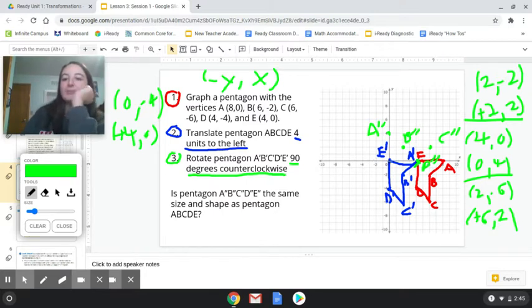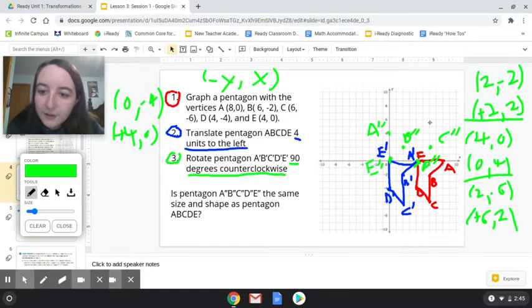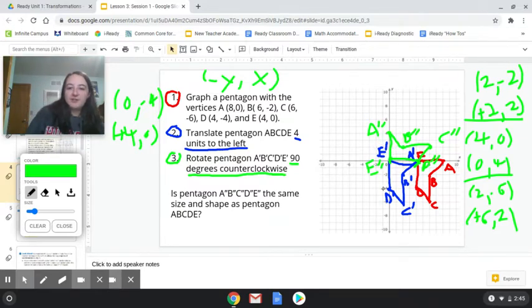Then we have our E prime, which is at 0, 0. So if we rotate it, it will stay there. So now this is also our E double prime. And then the last part is we just connect it like I said before. So A to B, B to C, C to D, D to E, back to A. So then here is our figure after it's been rotated 90 degrees counterclockwise.